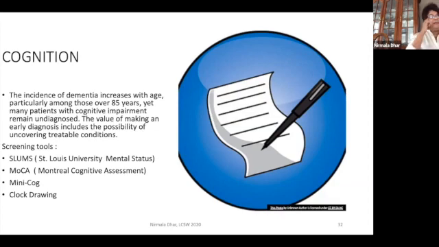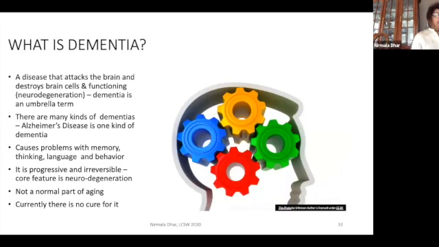Next slide. And so again, just a quick word about dementia for some of you who may not know. It's the disease that attacks the brain and destroys brain cells and functioning. So it's neurodegeneration. Dementia is an umbrella term, and there are many kinds of dementia, just like cancer is an umbrella term, and there are many kinds of cancer. And Alzheimer's disease is one of them, which is the most common one in the United States.